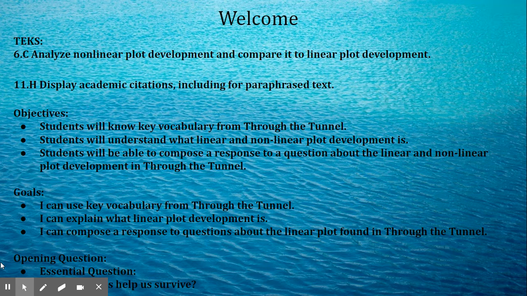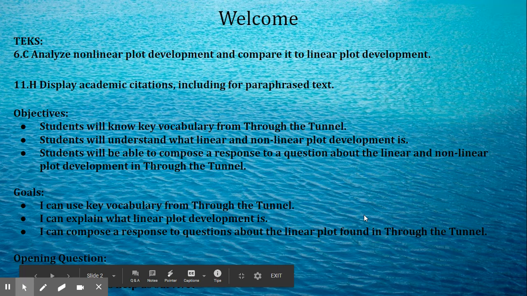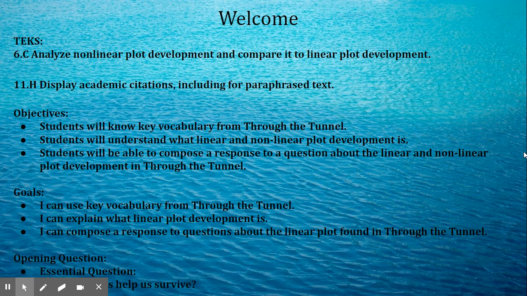Objectives. Students will know key vocabulary from Through the Tunnel. Students will understand what linear and nonlinear plot development is. Students will be able to compose a response to a question about the linear and nonlinear plot development in Through the Tunnel. Our goals: I can use key vocabulary from Through the Tunnel.